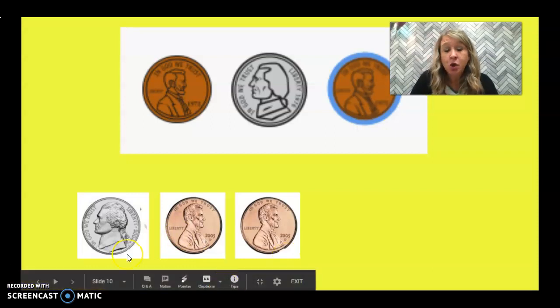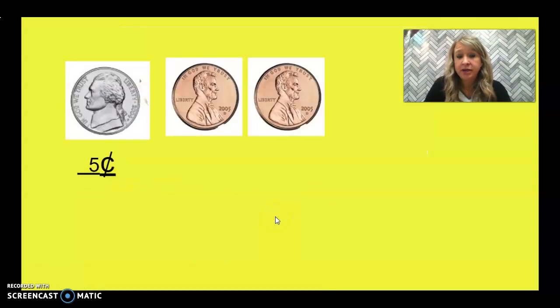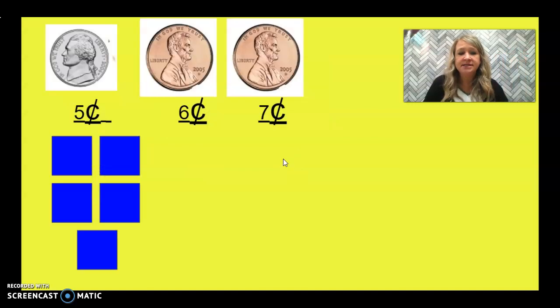So now that we have our coins in the value from the largest to the smallest, we are ready to start counting. A nickel is worth 5 cents. How much is a penny? 1 cent. But if I'm going to count on from 5 and move 1 space, now I have 6 cents. 5 plus 1. What about if I have 2 pennies? A nickel is 5, and then I'm going to count on 2. 5, 6, 7. How much money do I have in all? 7 cents.